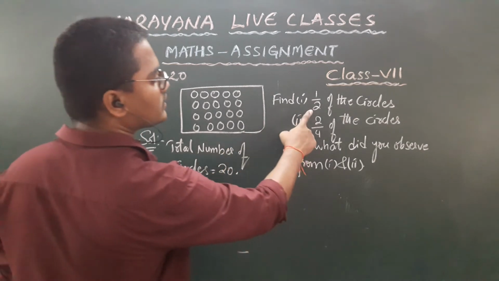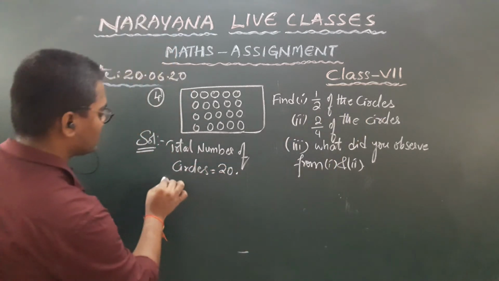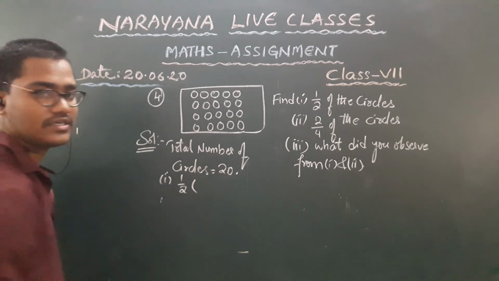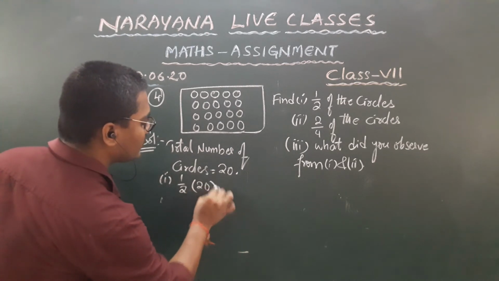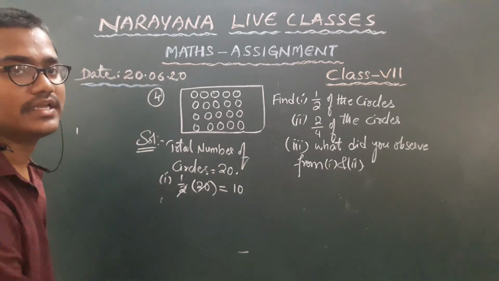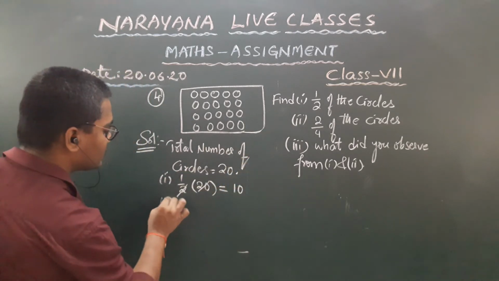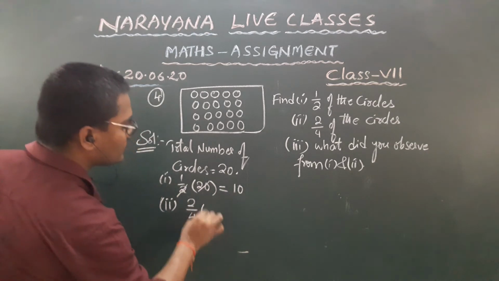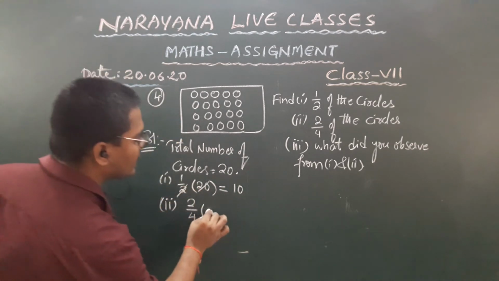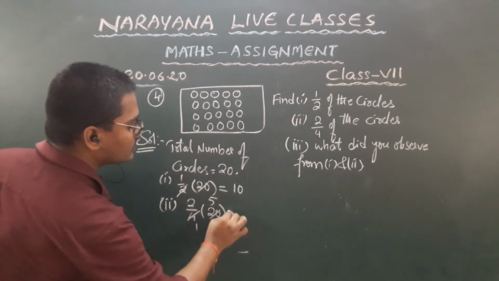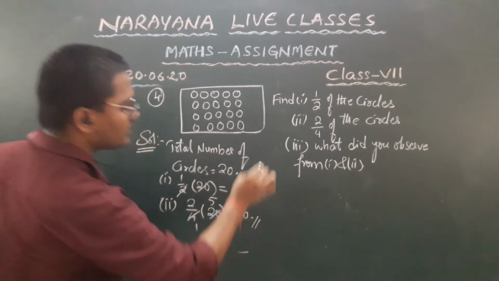Now the first question is 1 by 2 of the circles. So the first one, 1 by 2 of the, what is the total number of circles, children? 20. So 1 by 2 into 20, that is equal to 2 1s are 2, 2 10s are 20. So the resultant answer will be 10. Now coming to the second question, 2 by 4th of the circles, 2 by 4th of the number of circles, children? 20. Okay. 4 1s are 4, 4 5s are 20, 5 2s are 10. The resultant answer will be 10.